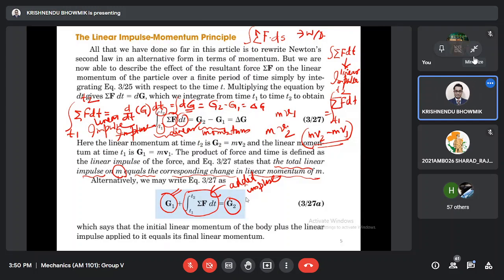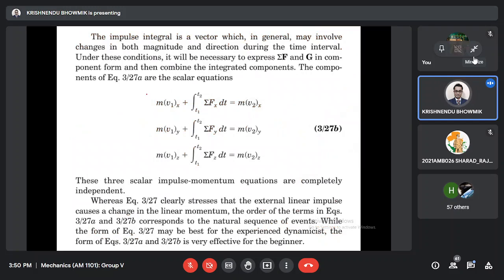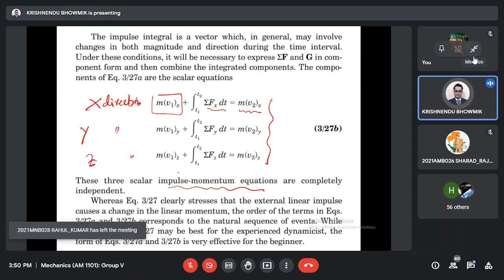We are just exercising 10 plus 2 standard concept here. Now when we want to write it component-wise, then in the x direction, m v1x plus the integration from t1 to t2 of the summation Fx dt equals m v2x, and similarly in the y and z directions. We can get these three component-wise linear impulse-momentum equations, and these three components are completely independent.